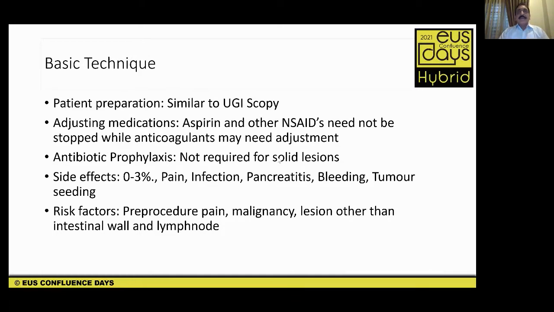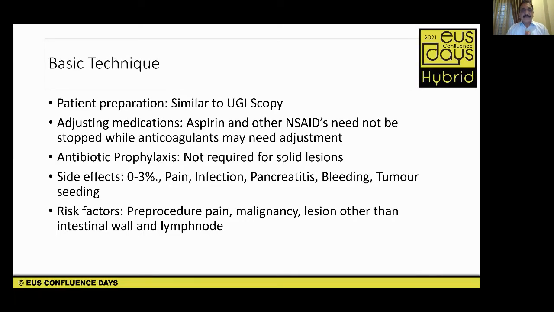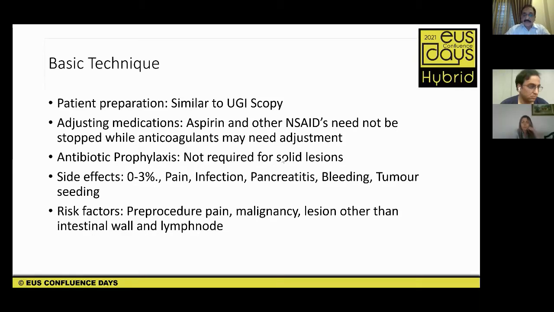and there are several limitations which we will discuss in the next few slides. Before we go on to the limitations, I would just go back to the basic techniques where patient preparation for FNA is similar to upper GI endoscopy. Medications, you don't need to stop aspirin or non-steroidal anti-inflammatory drugs, and antibiotic prophylaxis is not required in the majority of solid lesions. Side effects are minimal, mainly pain, rarely bleeding, infection, pancreatitis, and a risk of tumor seeding. And the risk in this situation is if you have pre-procedure pain, or if we are doing it in malignancy, you tend to have a slightly higher chance of having side effects.